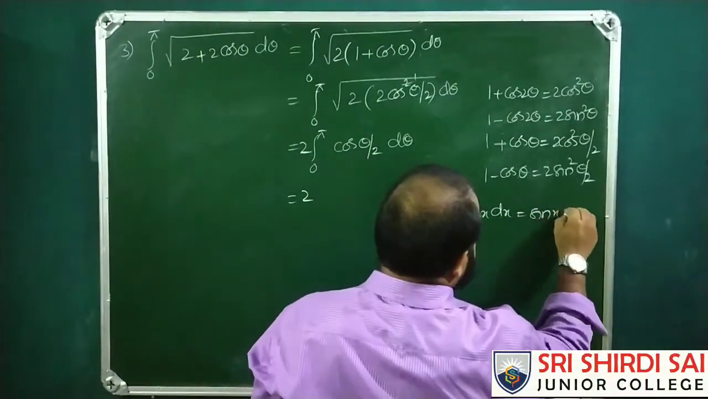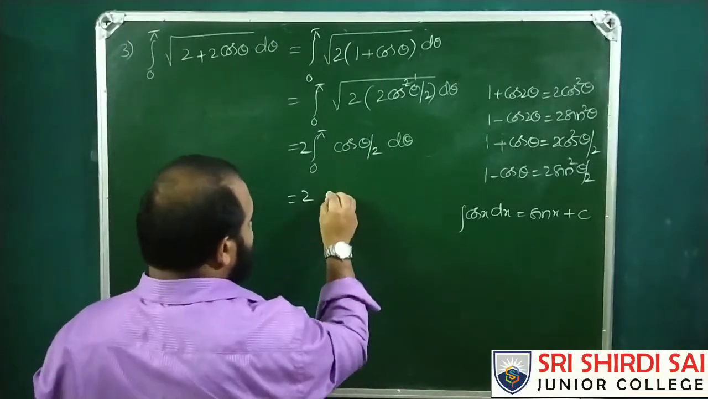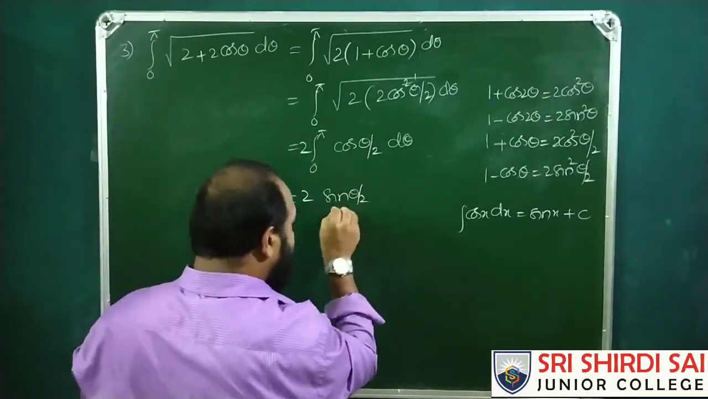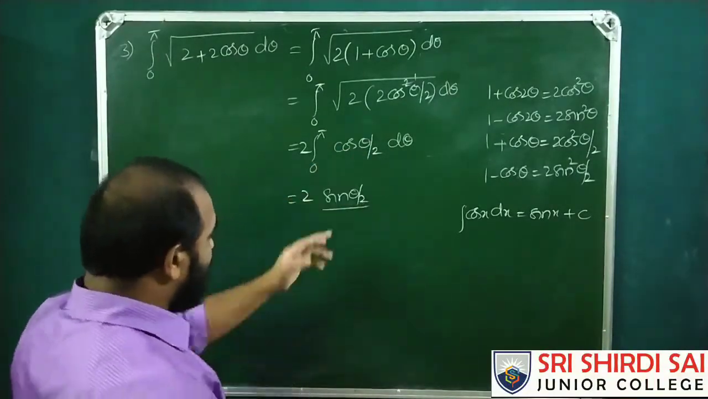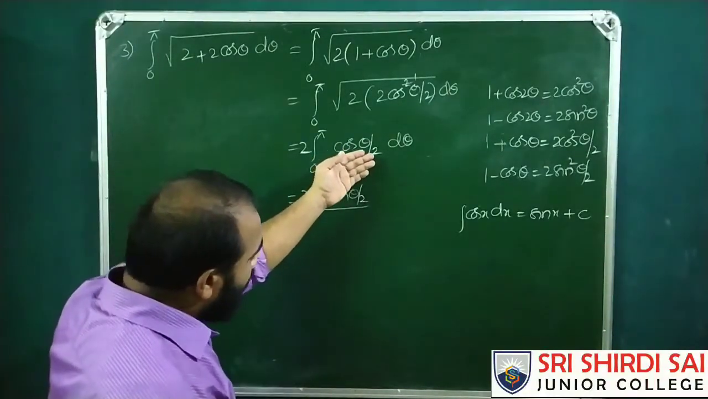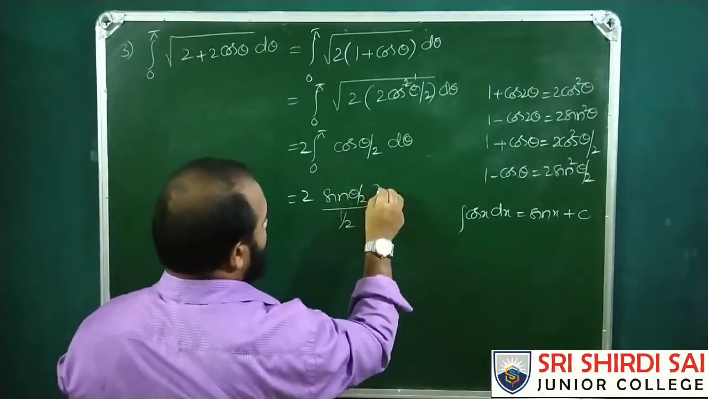Sin x plus c. What is the integral of cos theta by 2? This is sin theta by 2, divided by the coefficient of theta, which is 1 by 2. That we need to divide, so that is 1 by 2.